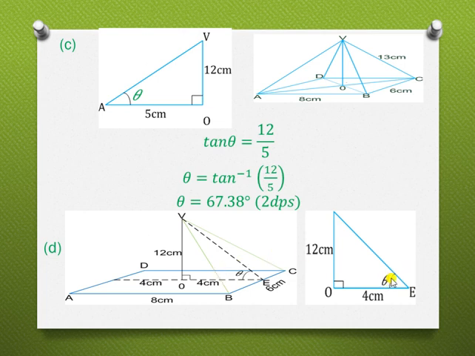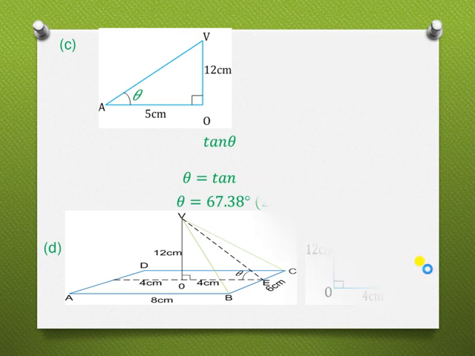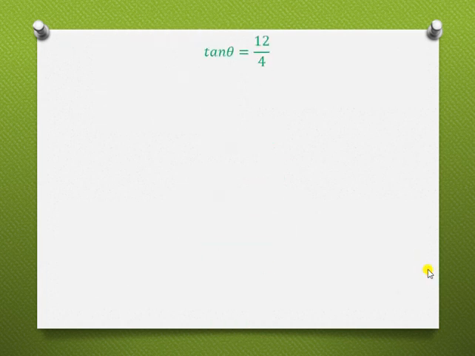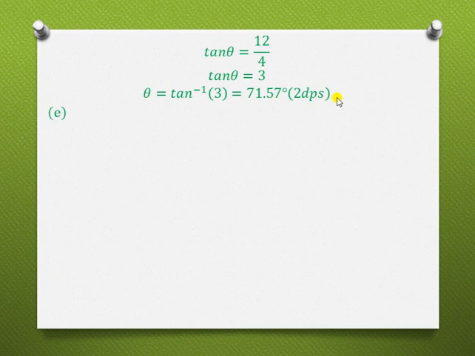Then to find the value of theta, we simply use SOHCAHTOA again. So we shall say tan theta is 12 out of 4, which simplifies to 3. But theta will be tan inverse of 3, which gives you something like 71.57 degrees. And you write it to at least 2 decimal places. When I say at least 2 decimal places, it means either 2 or more. Let's move on to part E.